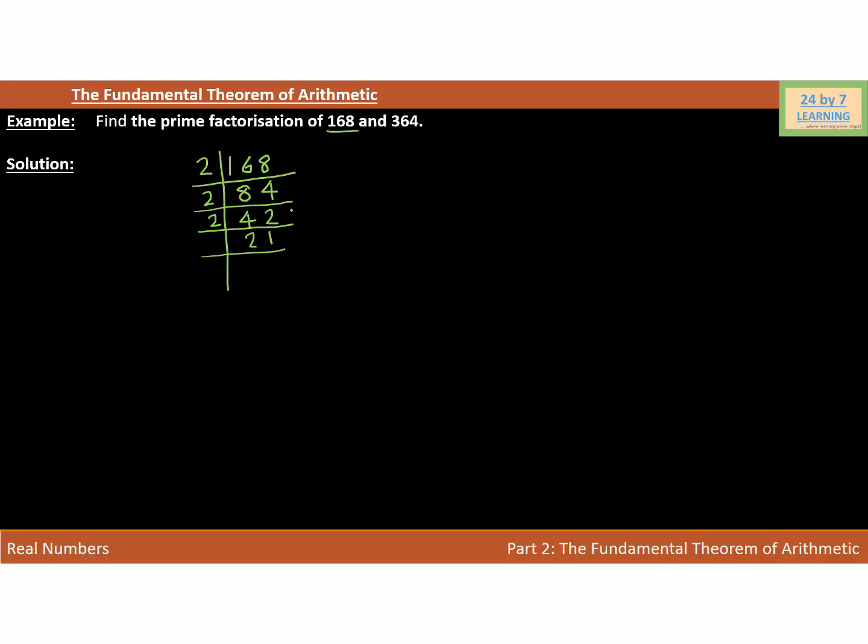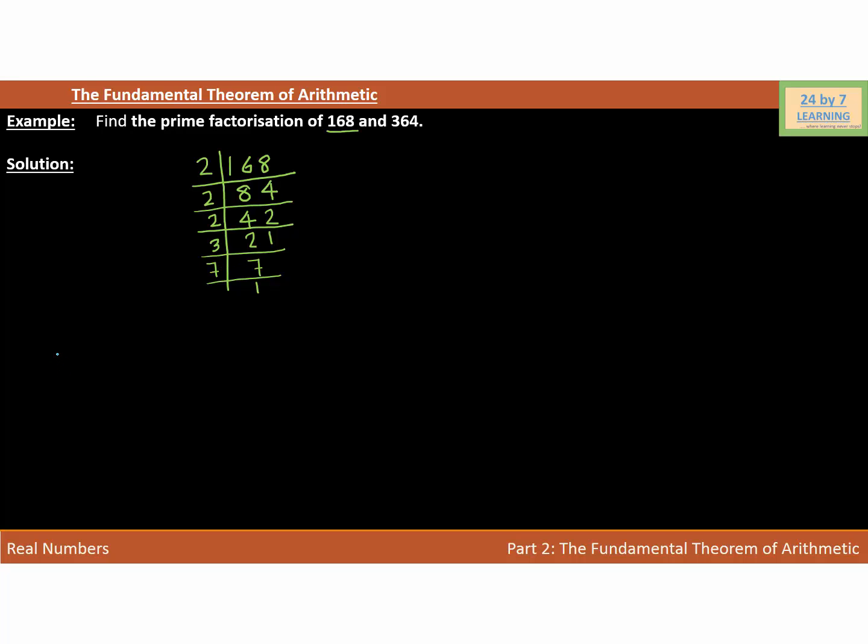Now, as you can see, 21 is not an even number anymore. So I will try 3. So if I divide 21 by 3, I will get 7. So my last factor should be 7. So 7 over 7 is 1.